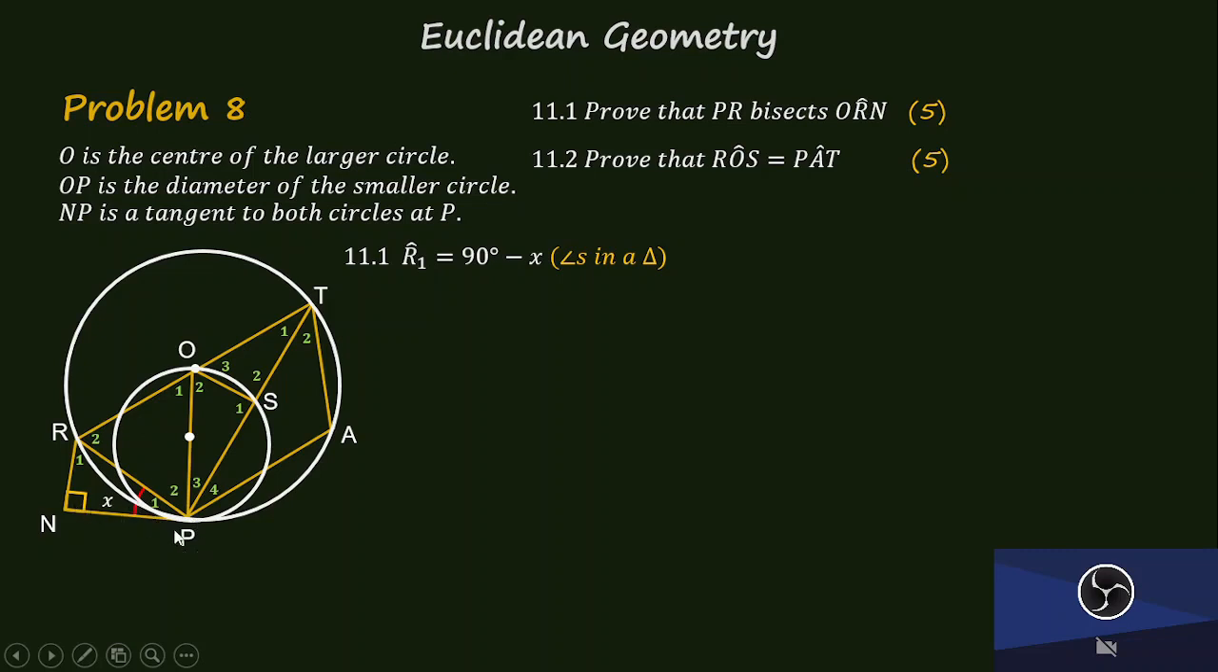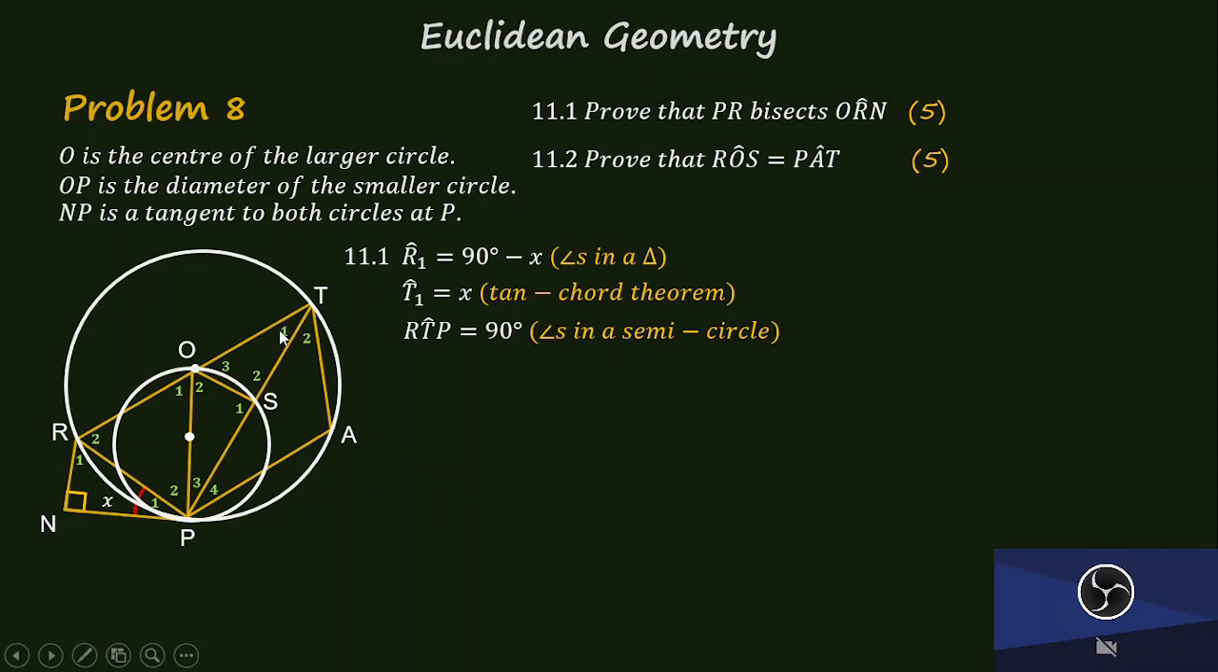Remember this is a tangent. Tan-chord theorem. That means P1 will be equal to T1. So T1 will be equal to X from the tan-chord theorem. And then this angle here, RPT, that's P2 plus P3. That should be 90 degrees. It's the angle in a semicircle because ROT or TOR, this line here, is the diameter, right? A diameter subtends an angle that equals 90 degrees at the circumference. So we have 90 degrees there.